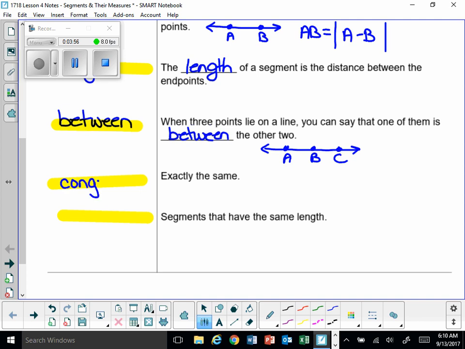Congruent is exactly the same. We talked about congruent in the first lesson. The symbol is the equal to sign with a tilde on top. Exactly the same structure or shape and exactly the same size. Congruent segments are segments that have the same length.